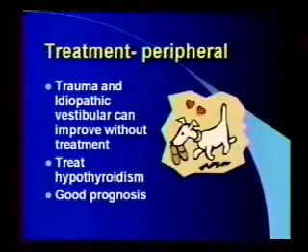In peripheral disease, the treatments are, if it's a trauma or the idiopathic vestibular syndrome, they just get better without treatment, just in time. Now, during the acute phase, you might want to give them some meclizine hydrochloride, the Antivert. You'll have to look up the dose, but it's on all the formularies. You can give them that for a couple of days just to kind of settle them out. That's for motion sickness, because that's what it feels like. If they have hypothyroidism, you can treat that.